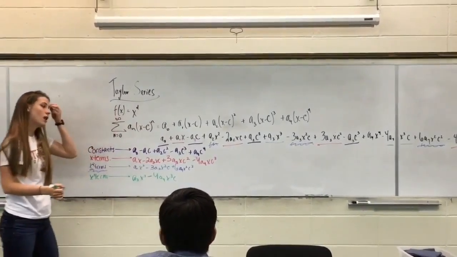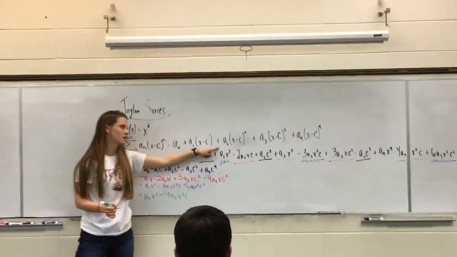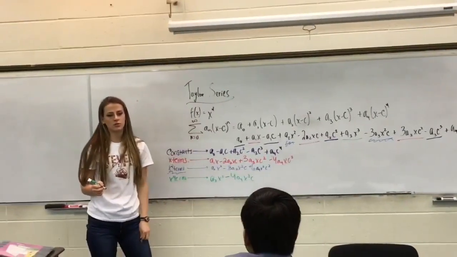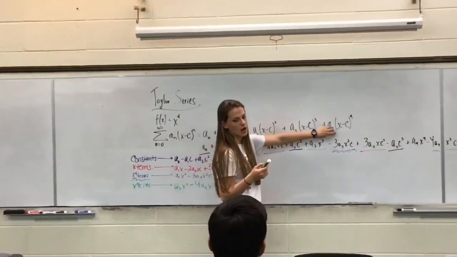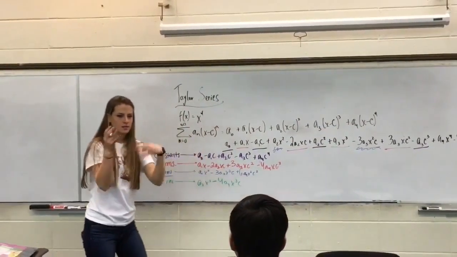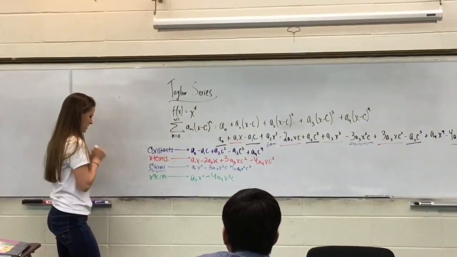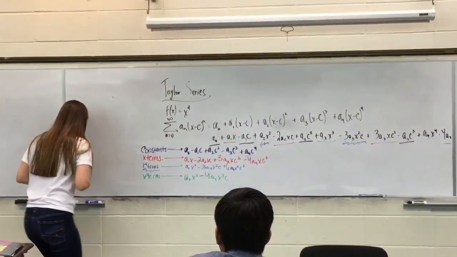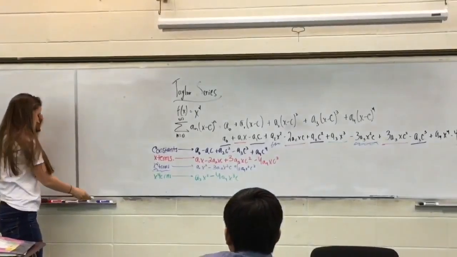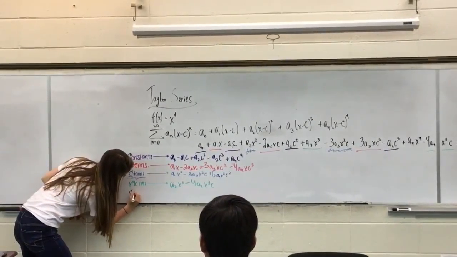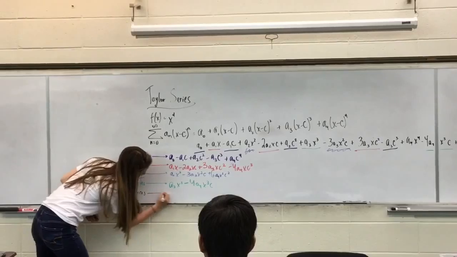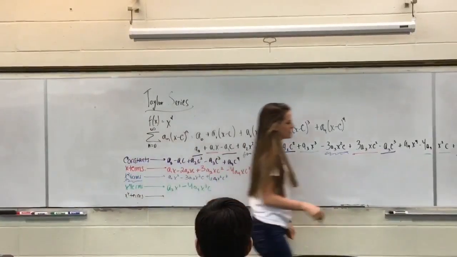Just a side note, when you are expanding this, it's probably a lot easier to use Pascal's triangle to do the bigger ones, so you don't have to. And then finally, we're going to look for the x to the fourth term. And that is just this one.